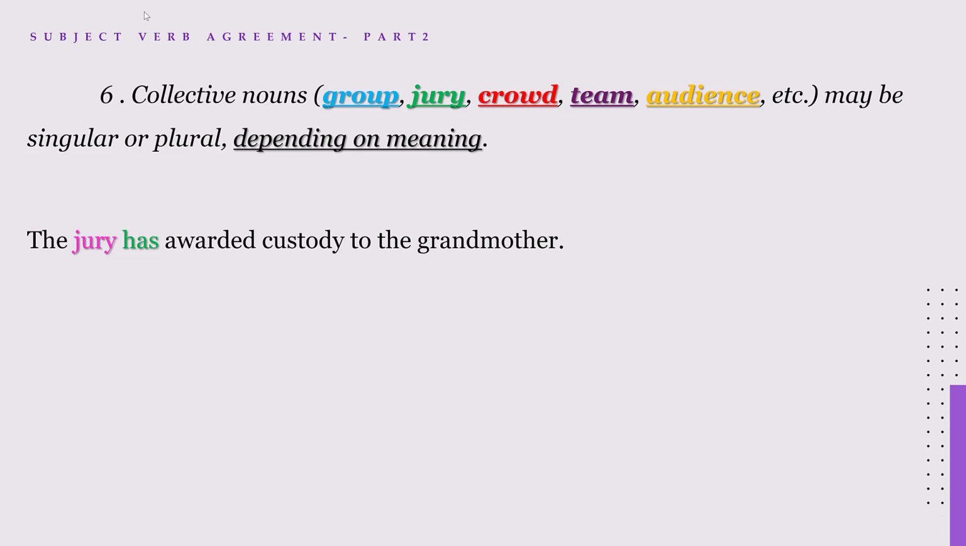In this example, the jury is acting as one unit, referring to the unit. It is a singular noun, therefore we need to use the singular form of the verb. The jury members have been arguing for 5 days. In this example, the jury members are acting as 12 individuals. Therefore, the verb is plural.